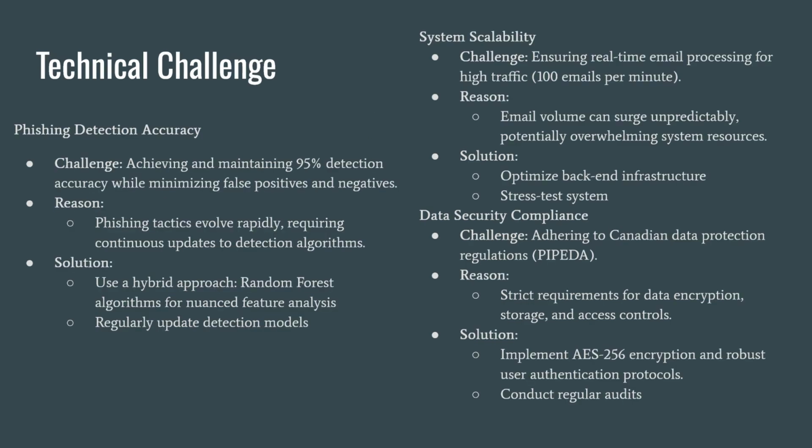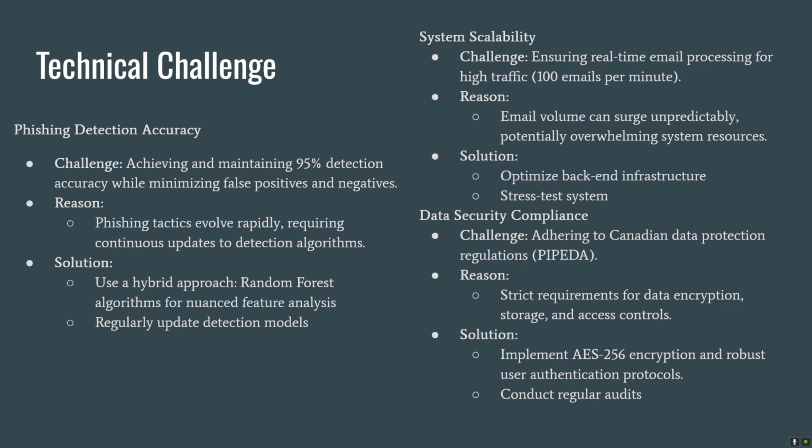The technical challenges that we faced were mainly accuracy, system scalability, and security compliance. First is accuracy. Getting a 95% detection accuracy does sound a little hard because phishing tactics are so different. They keep evolving, right? So a solution is to use a hybrid approach. We use things like random forest algorithms for nuanced feature analysis, and along with that, we regularly update detection models.